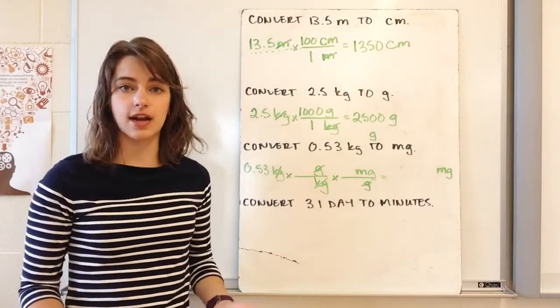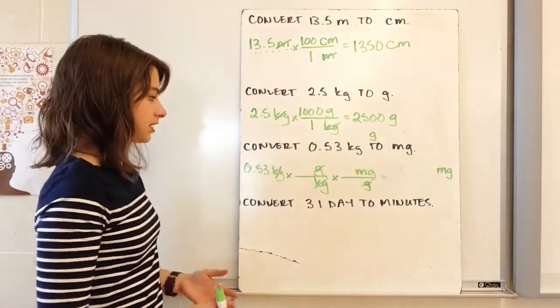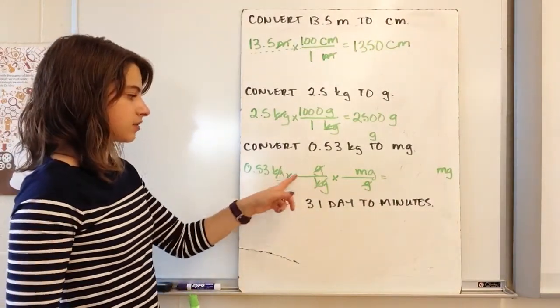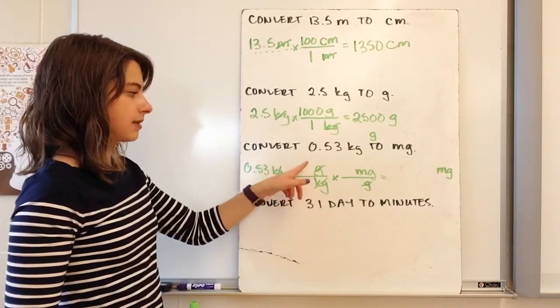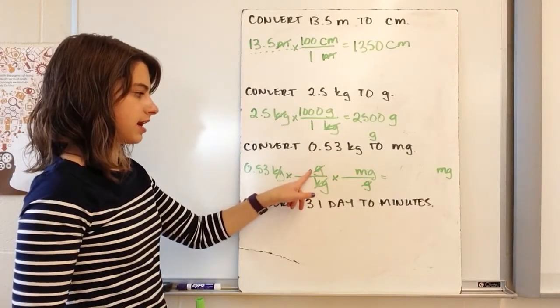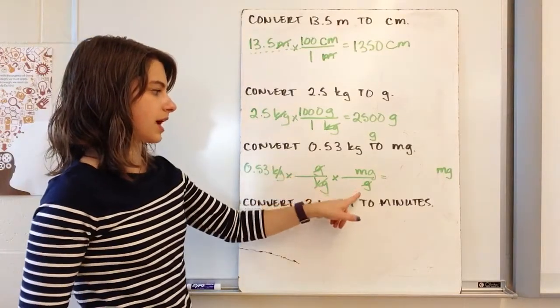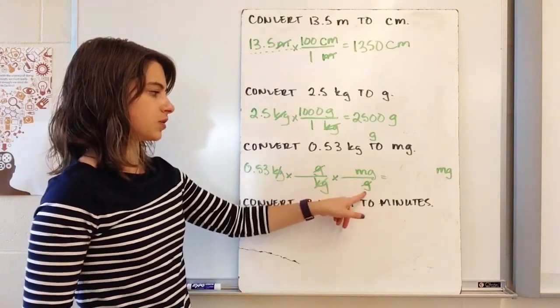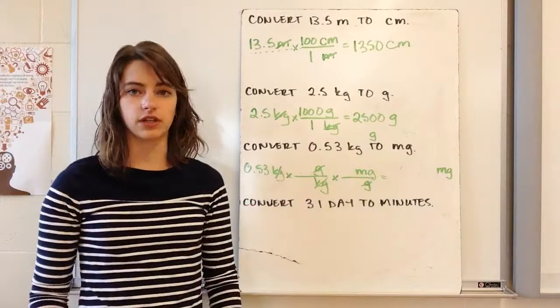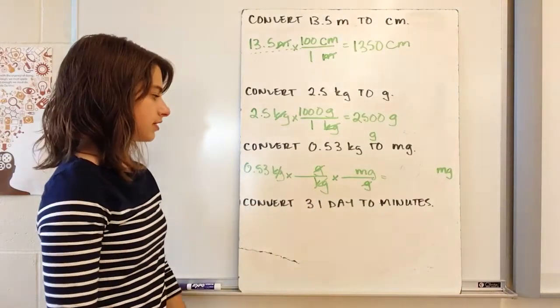Notice I haven't put any numbers in yet. We're just following the units. So I wanted kilograms to go away, so I put it on the bottom. I know how many grams are in a kilogram, so I put grams on the top. Then I did the same thing going from grams to milligrams. Put grams on the bottom so it would go away. Milligrams is what I'm left with on top because that's what I want for my final answer.